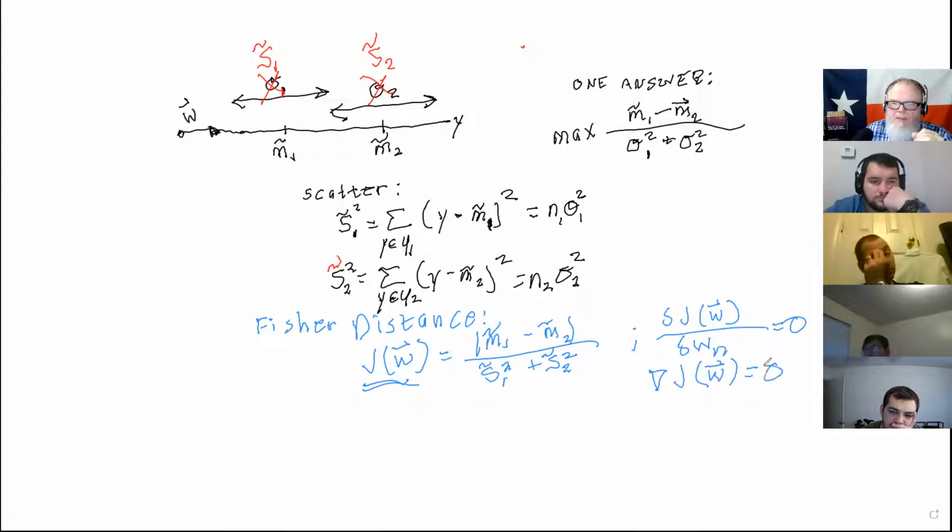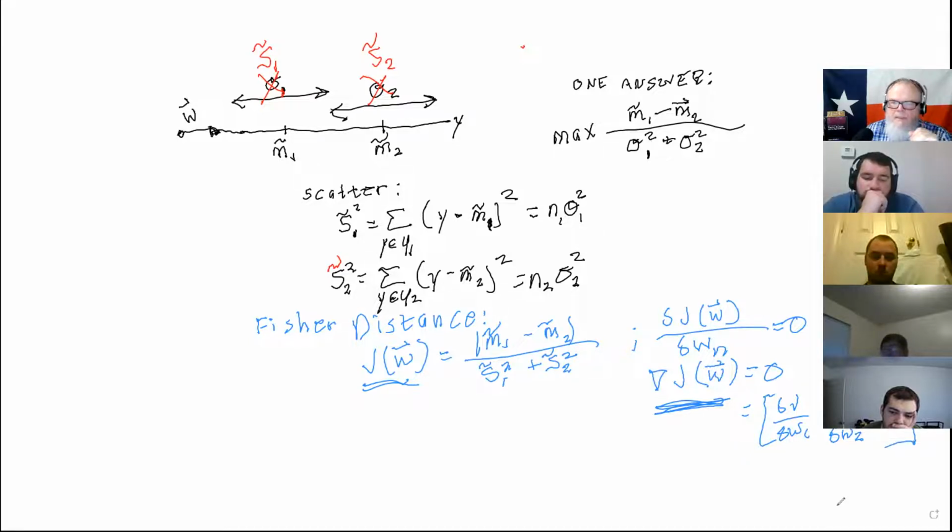You would like to set the gradient of J of W to zero. Now, what is the gradient of J of W? That is a vector in itself, which has all of these elements in it. In other words, this is going to be dJ/dW1, dJ/dW2, etc. So that's a simple problem, isn't it?